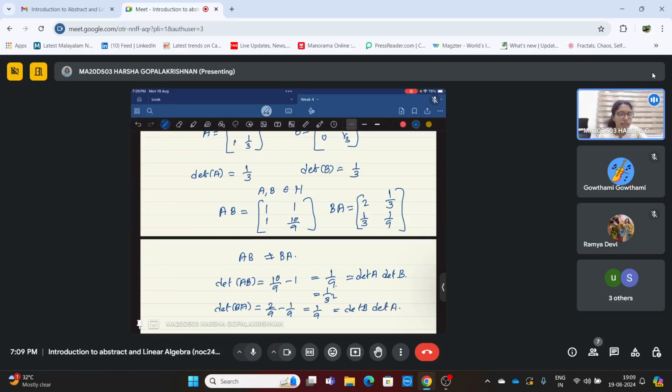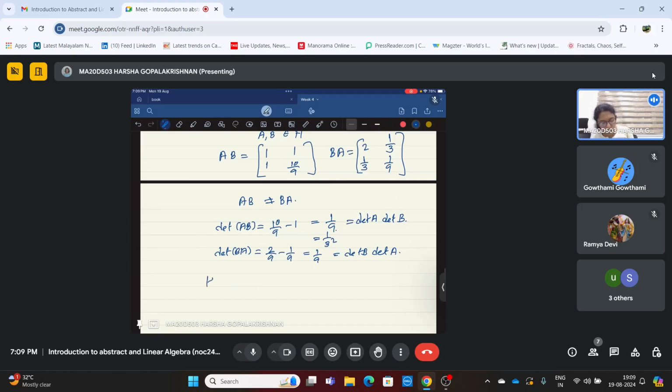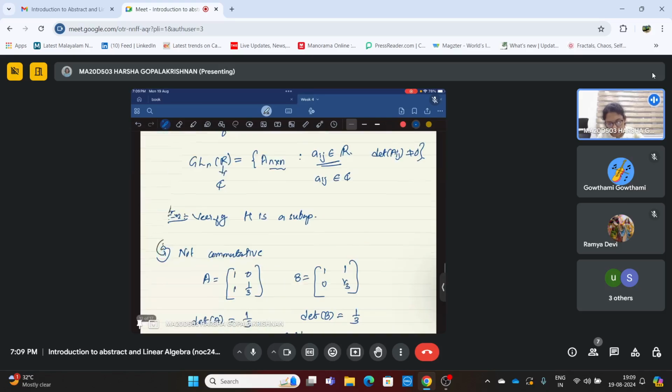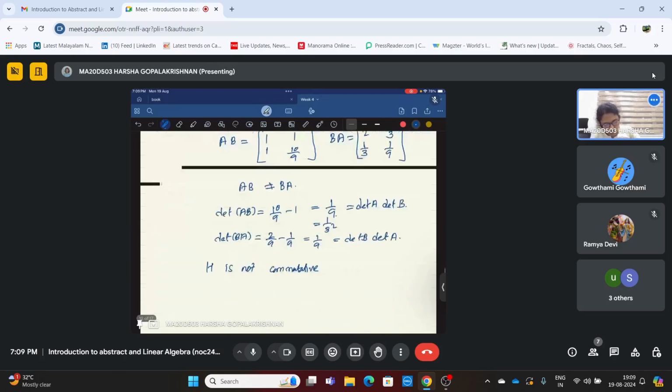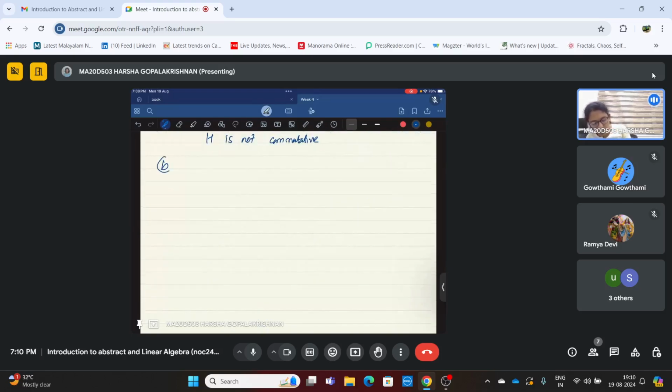So this is just one example. You can choose any A and B such that AB and BA are not equal. So H is not commutative. Okay. Now the next question is whether H is a cyclic subgroup or not. Maybe that I will start. It may be a bit difficult.